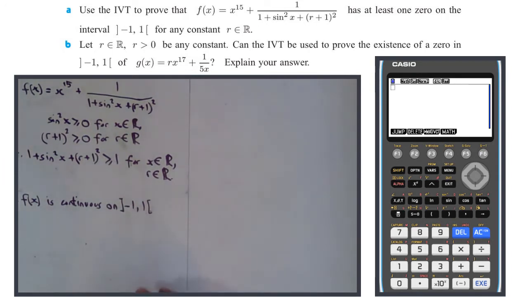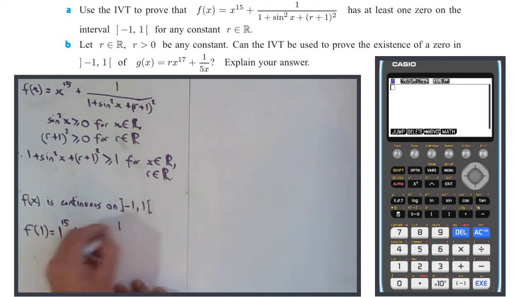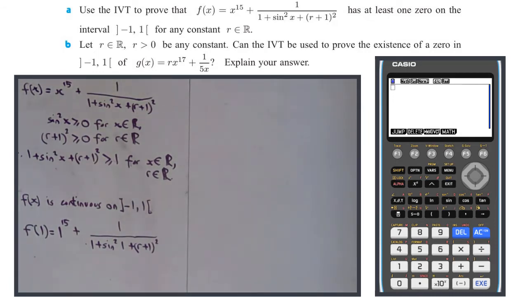Let's think about f of 1. So we'll start with f of 1. F of 1 equals 1 to the power 15, which is just going to be 1, plus 1 over 1 plus sine squared 1 plus r plus 1 squared. We can't do a lot about the 1 to the power 15, it's just 1. Neither is sine squared 1, we will work it out, but the point is it's just a number. The bit that is an issue is this r plus 1 squared.